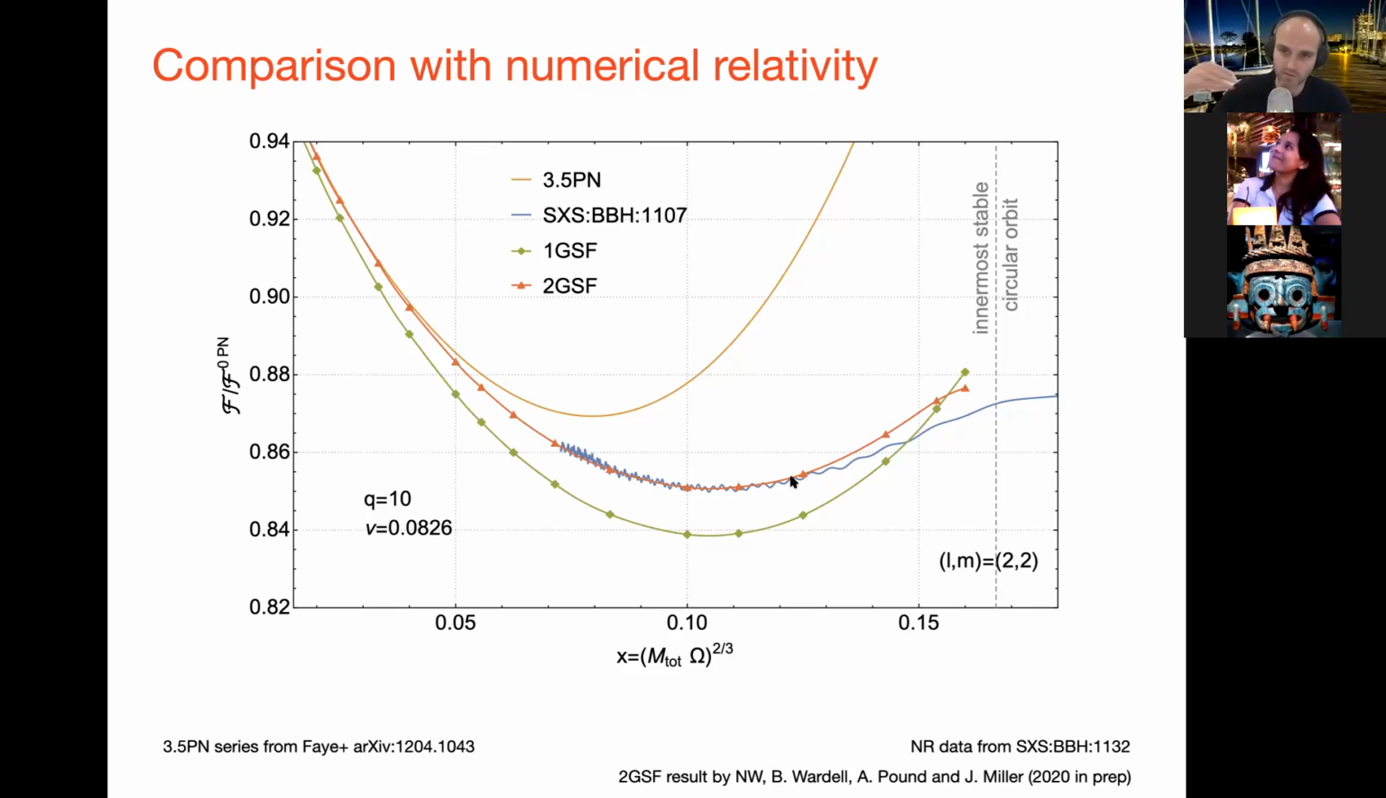So again, obviously that's the full correct answer. Our result here at second order in the mass ratio excludes higher order terms, but you see it doesn't seem to matter very much, even at a mass ratio of 10 to 1. We're getting nice agreement deep into the strong field.